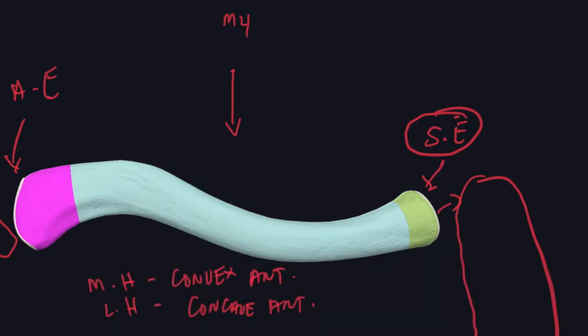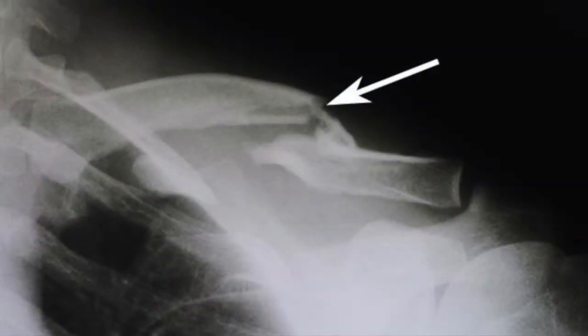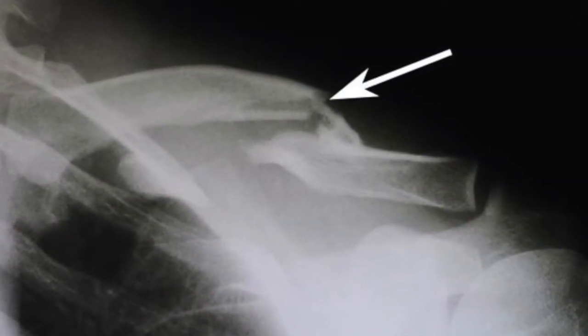One clinical importance is this. Your clavicle is easily fractured. It's because in this medial half, it has its weakest point.